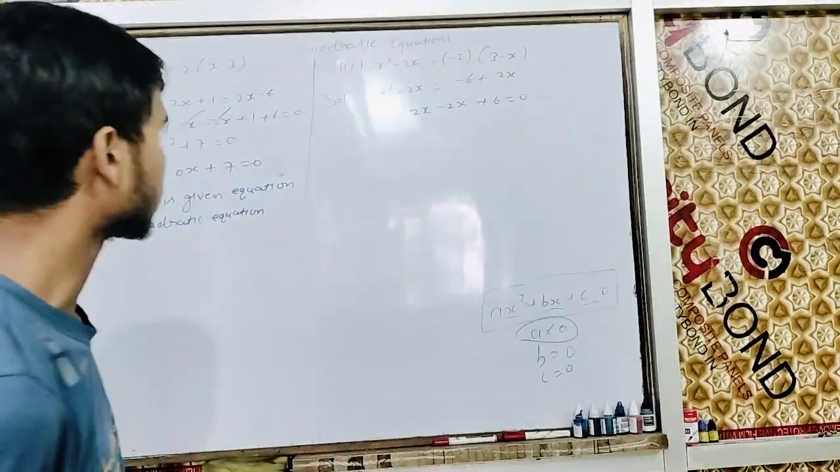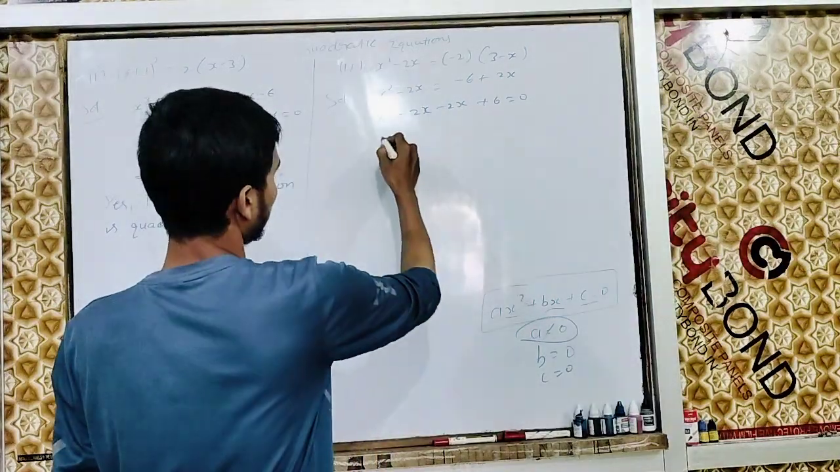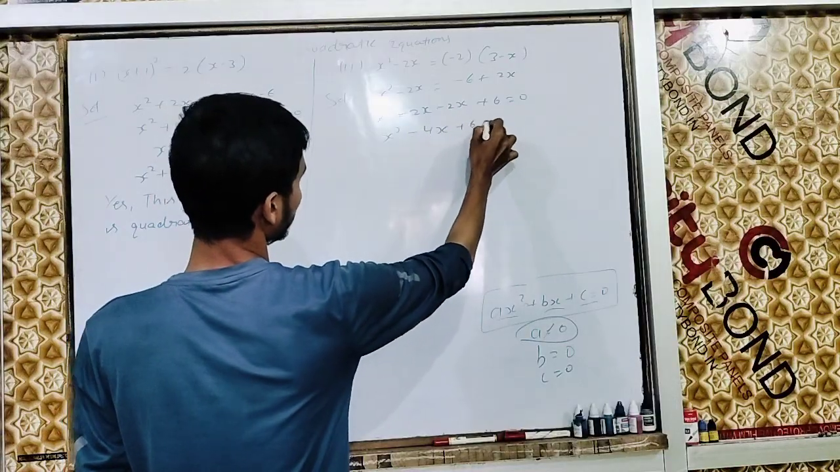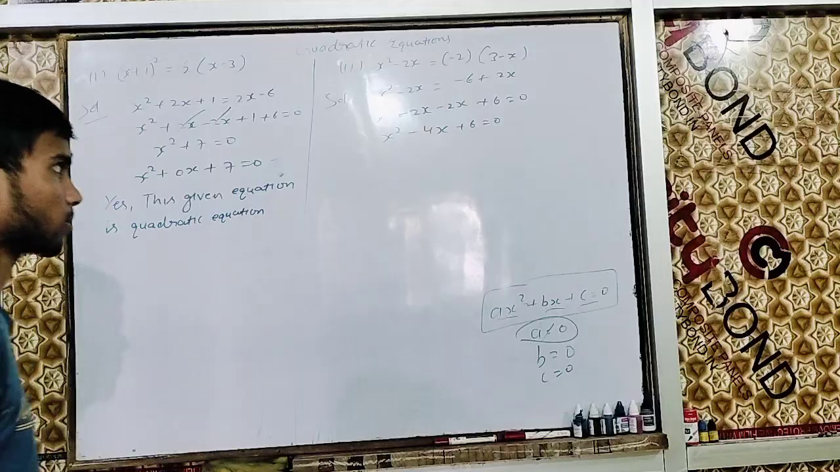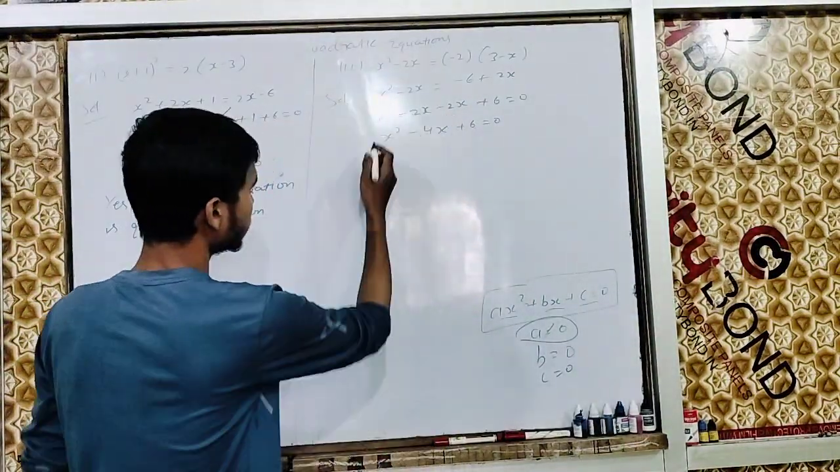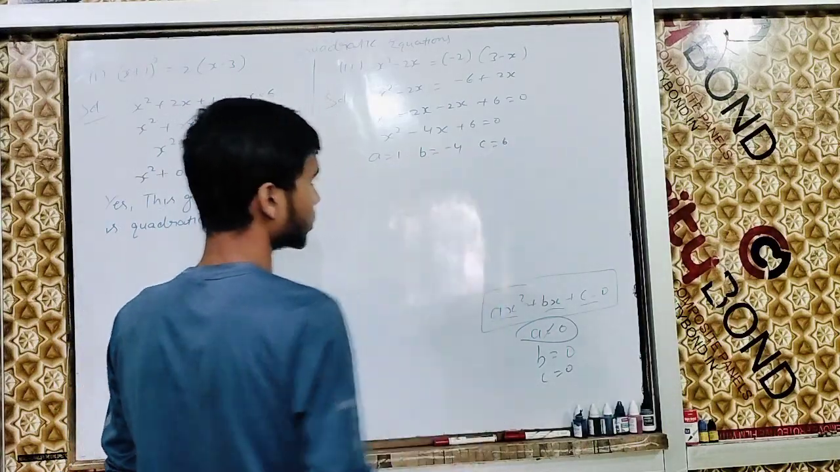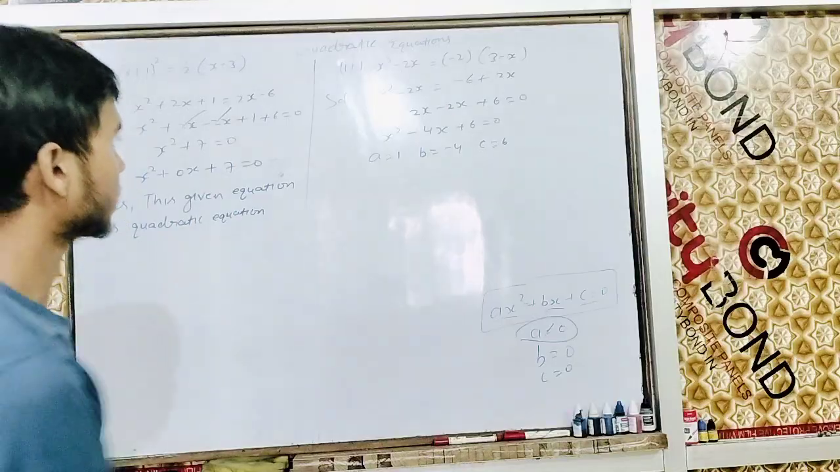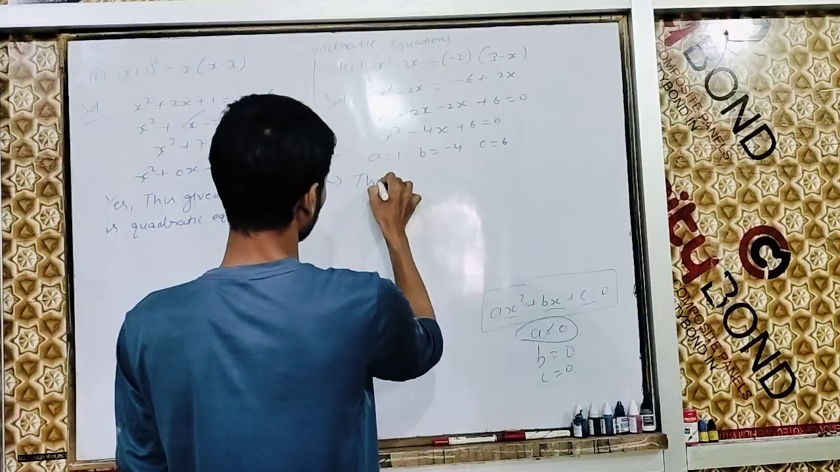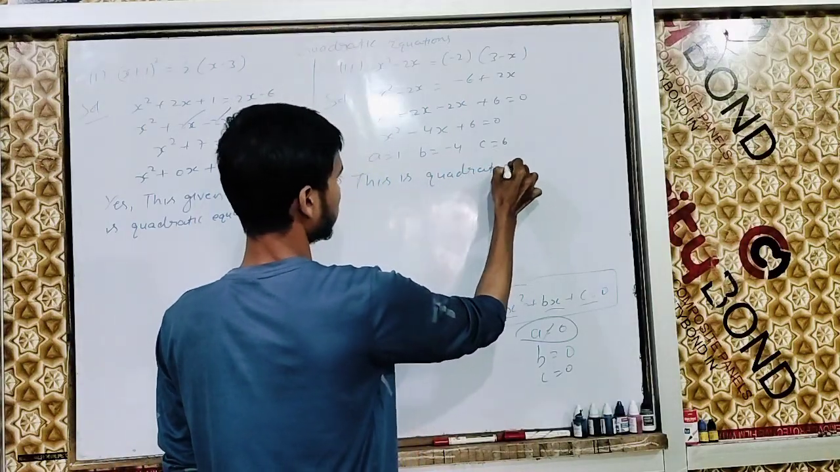Till here this is correct. Now what is happening? Like terms are adding, minus 4x plus 6. Here you can see it came in this form. Here a is 1, b is minus 4, and c is nothing but 6. And this is in this form. That's why we will say that this is a quadratic equation.